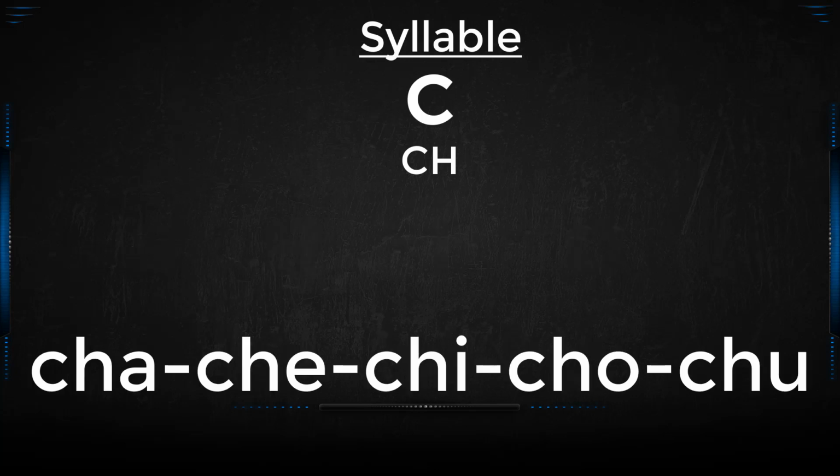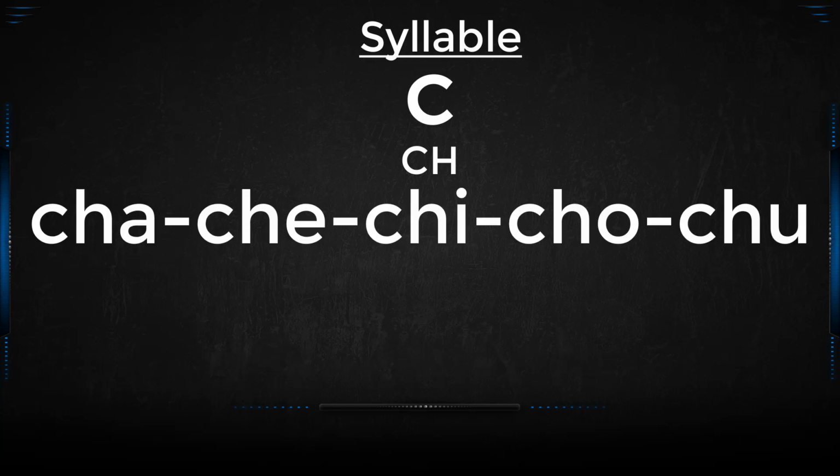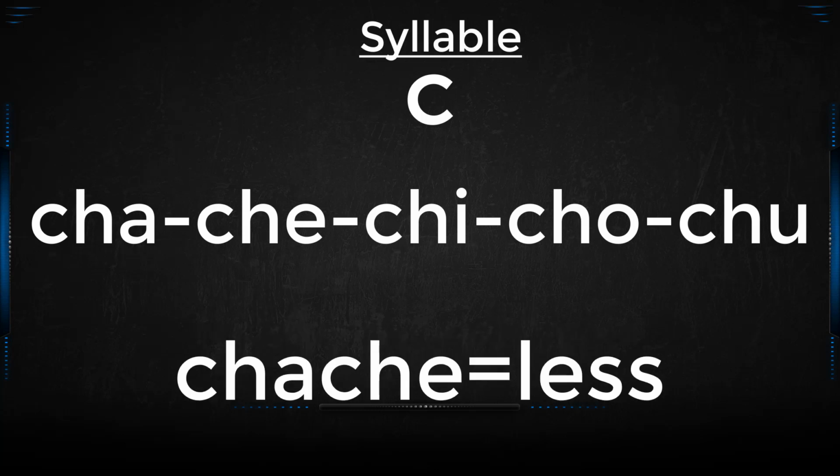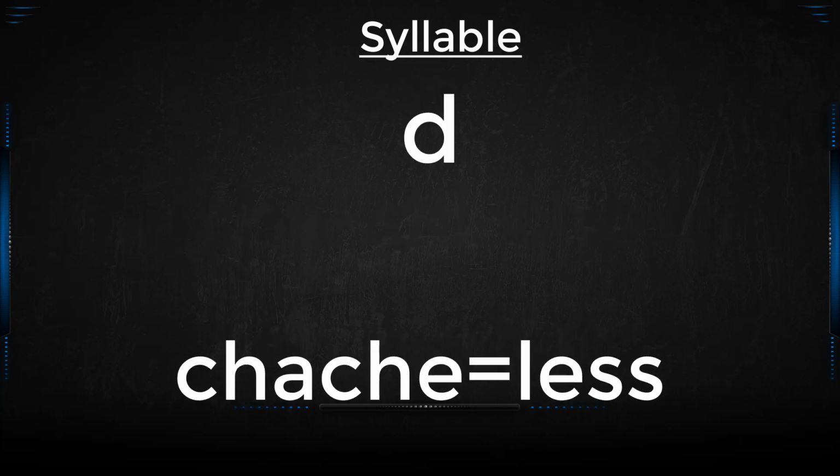An example of a word that can be formed from cha, che, chi, cho, chu: if you take cha, then you add che, you form chache. Chache means less.